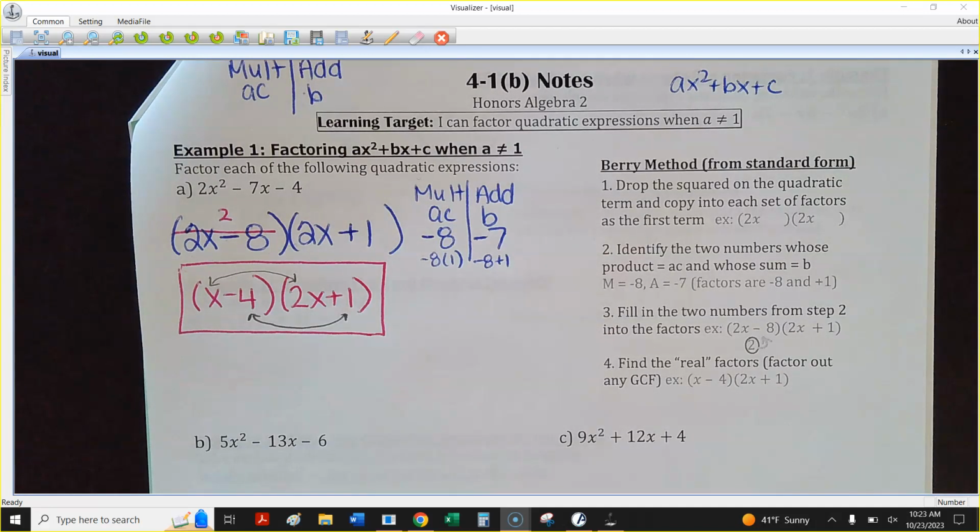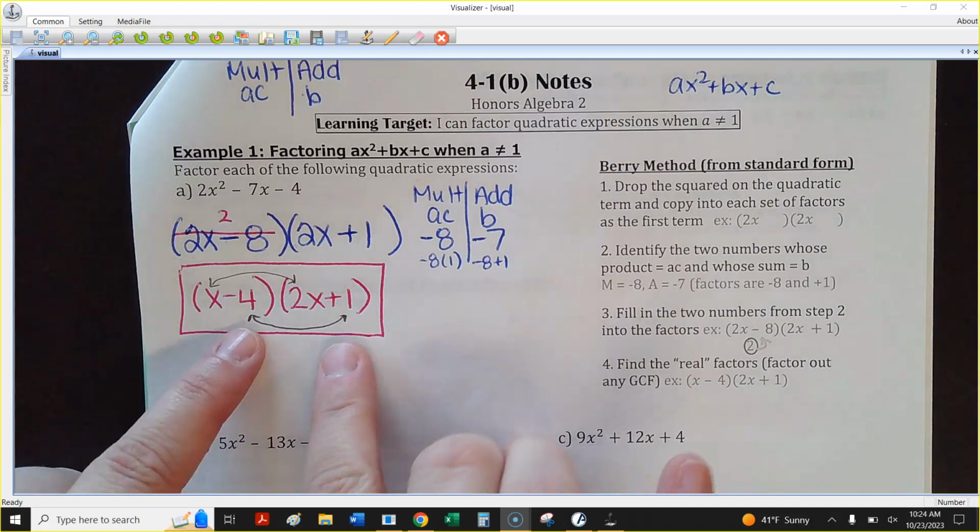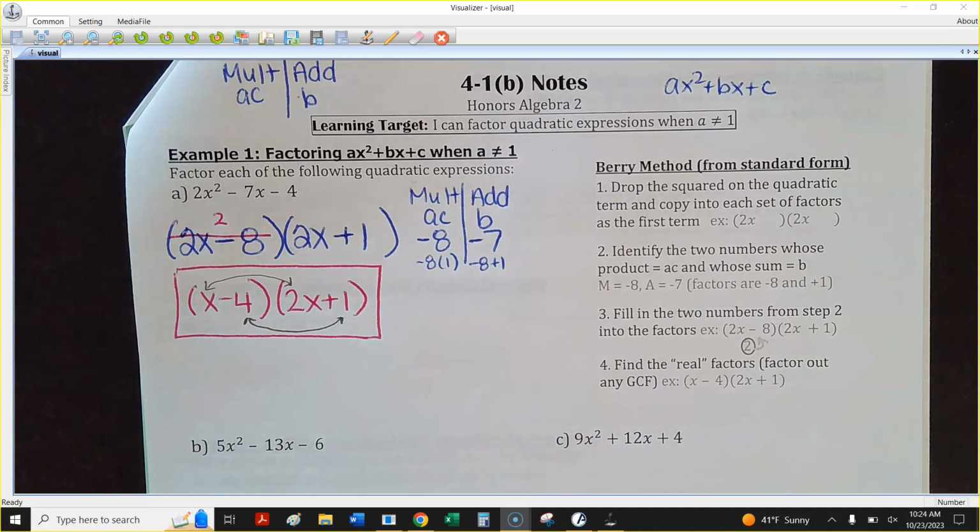The middle term should be correct if both of those other terms are. It would be a weird situation if it wasn't. So at least just try to check those two real quick. And this should be the factored form of what we had in standard form when we started the question.